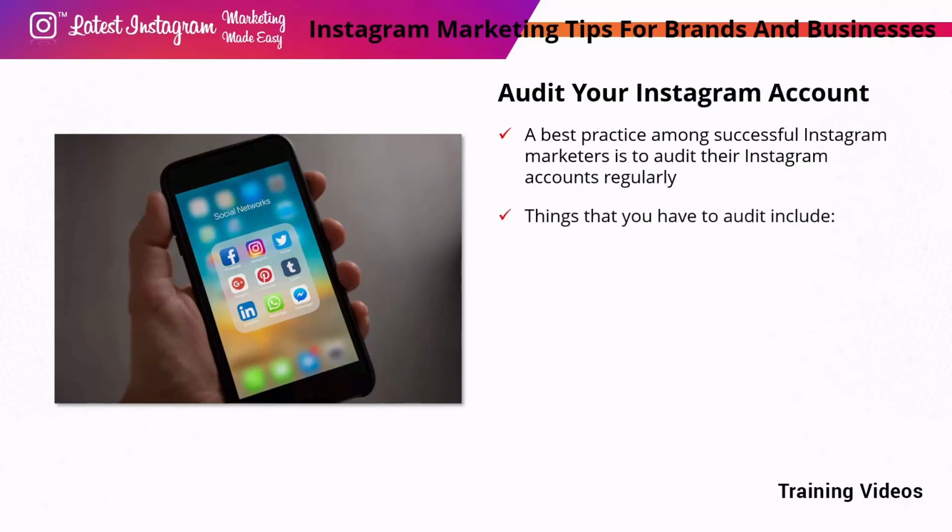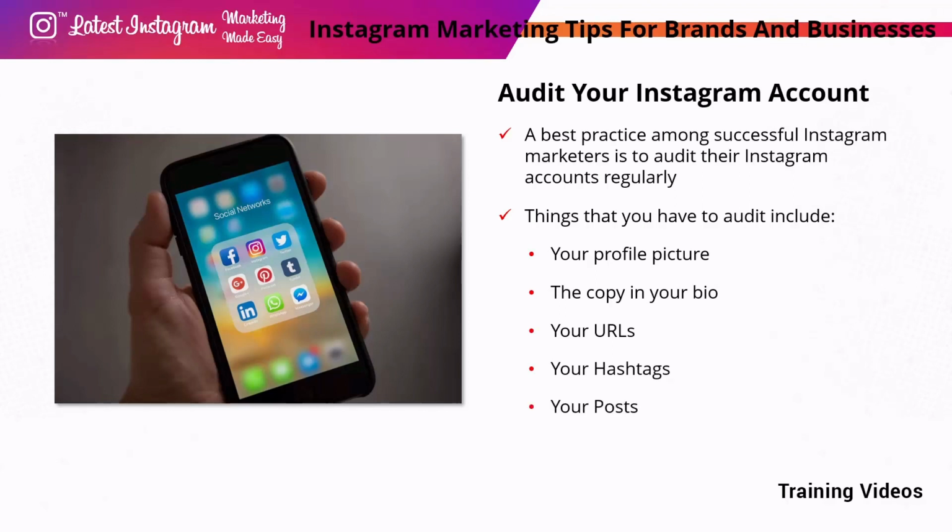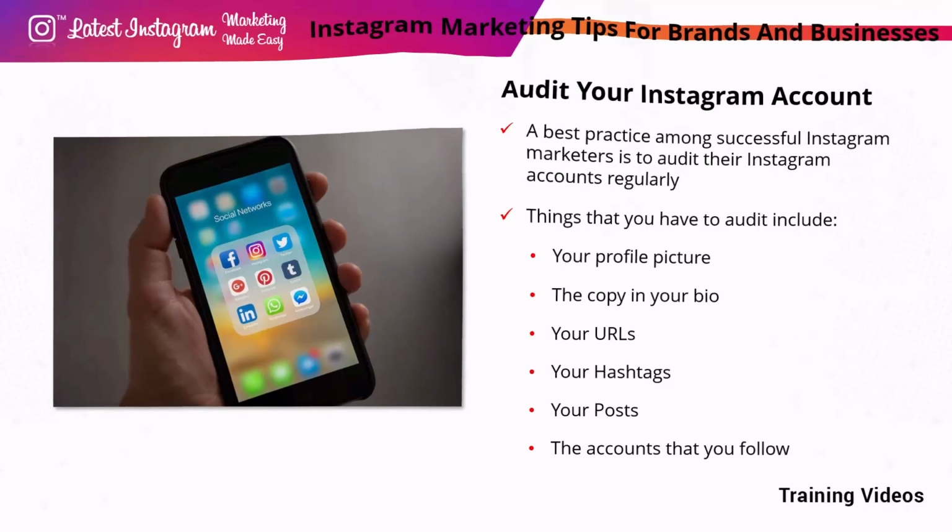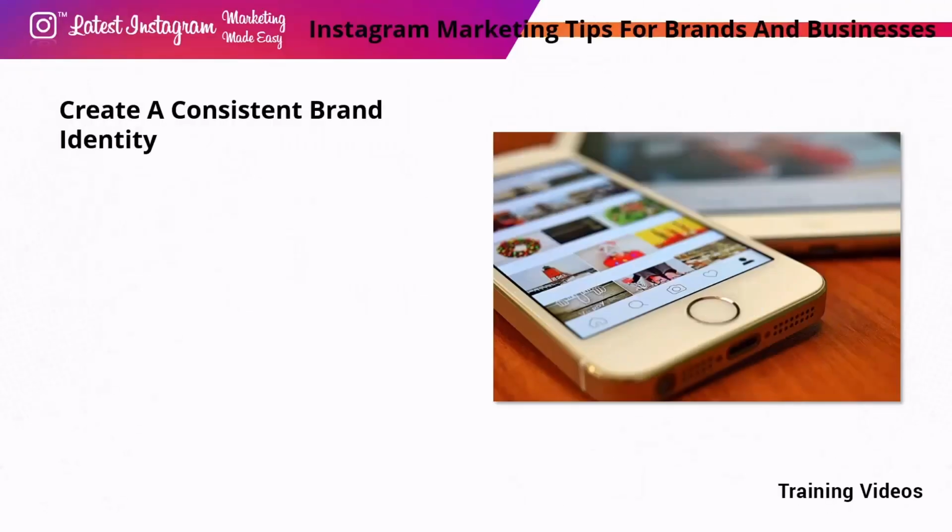Things that you have to audit include your profile picture, the copy in your bio, your URLs, your hashtags, your posts, the accounts that you follow. Take a critical look at these elements and decide what you'll eliminate and what you'll edit. Do this while picturing how a potential customer will think of your account. Create a consistent brand identity.